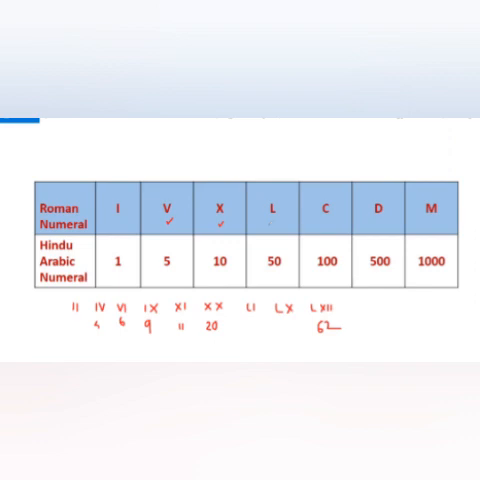Then the 50 symbol is L. Then what is the 100 symbol? 100 is C. C is representing 100. Now, how to write 836? 800, if I am right, 100 is here. Then D is representing 500. So how to make 800? 800 means 500 plus 300 is 800.